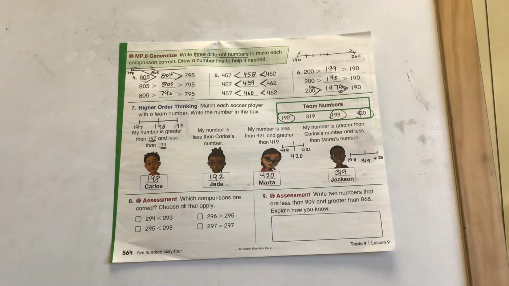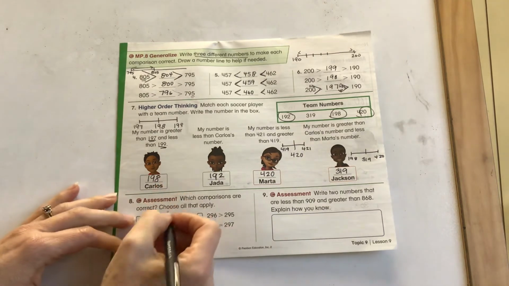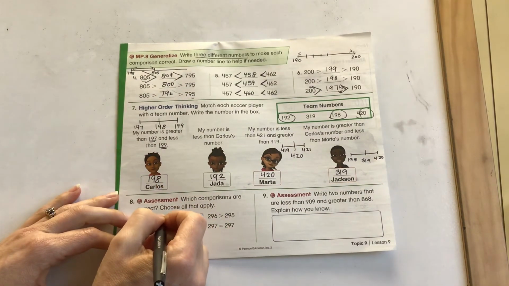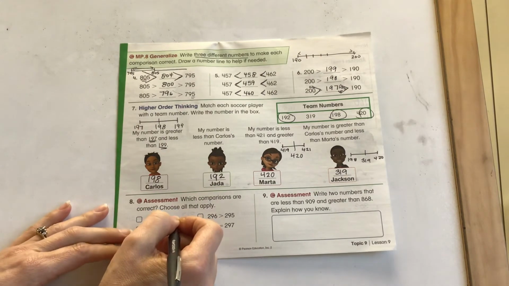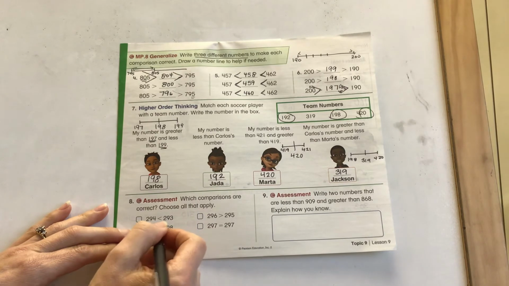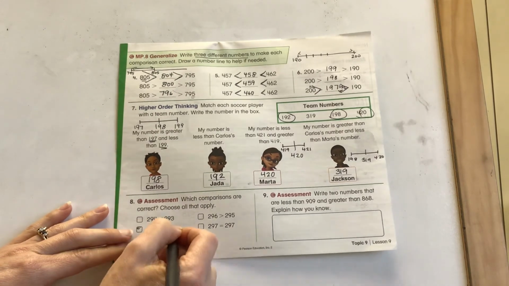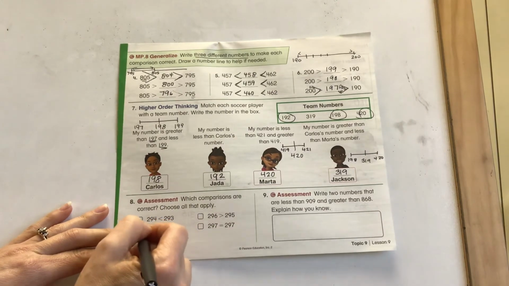Okay, number 8, our assessment. Which comparisons are correct? Choose all that apply. Now, when we read them, we look at how the symbols are looking. So this is a less than, right? 294 is less than 293. That's not true. 295 is less than 298. Well, that is true. 295 is less than 298. So we know that is true.